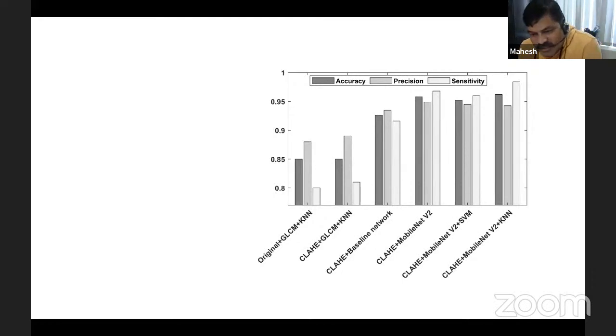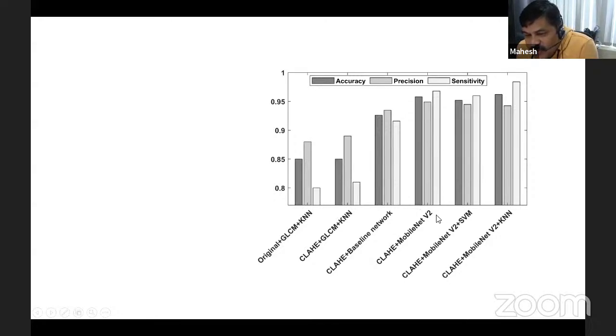Here you can change the clipping level actually, and test whether the accuracy is improving. So that you have to do. After that, we decided to use deep learning, and we proposed a simple baseline network model, and we observed the improvement in the accuracy. Then we proposed the MobileNet V2 model with this pre-processing technique, and you can see the improvement in the accuracy.